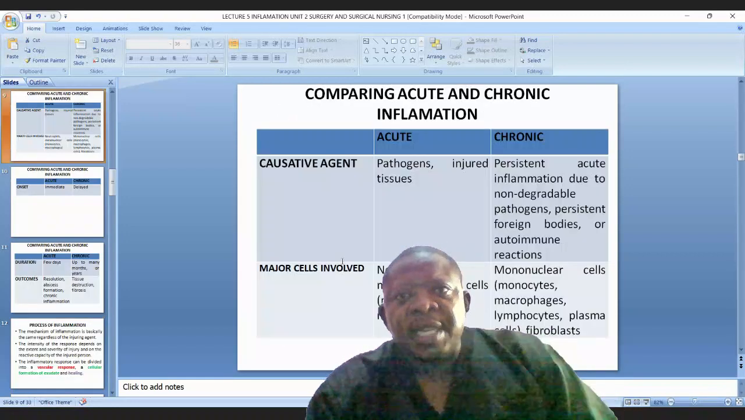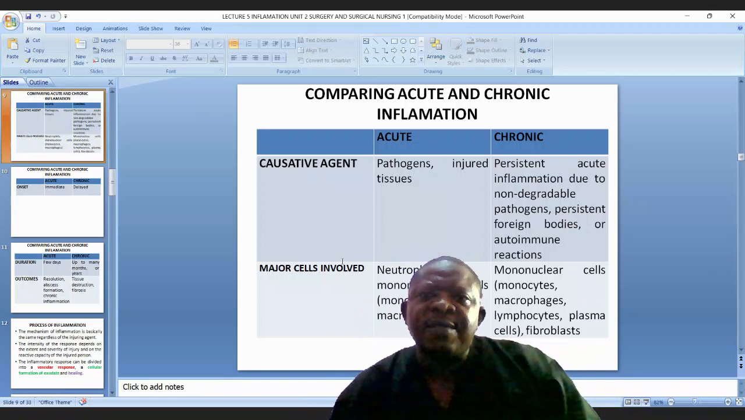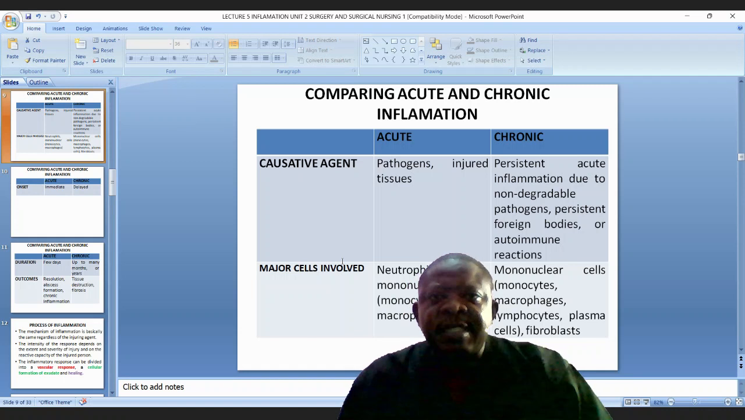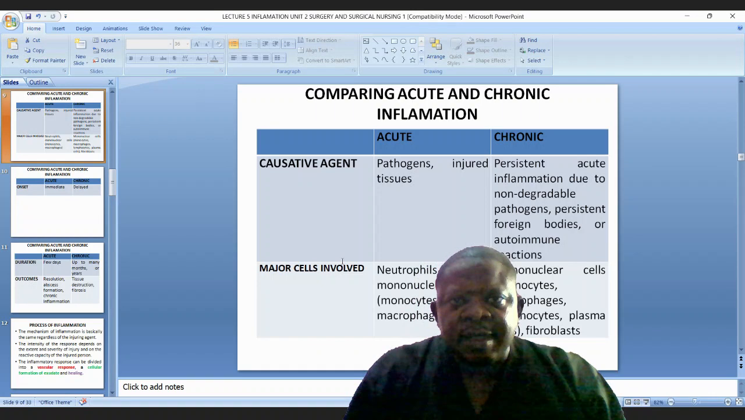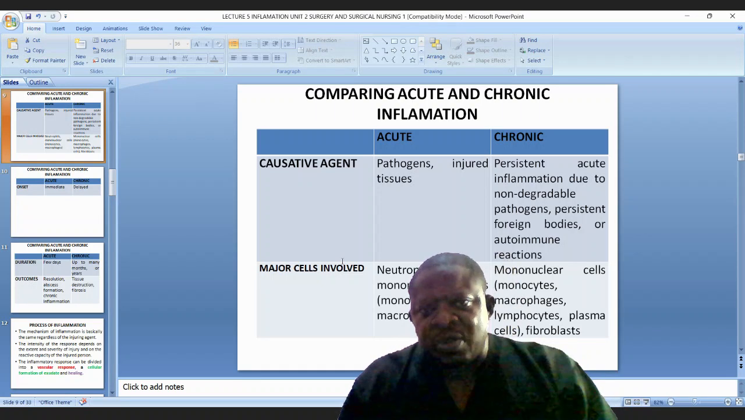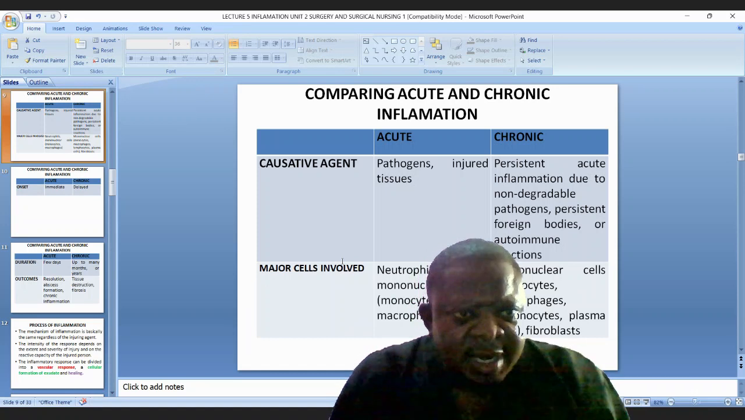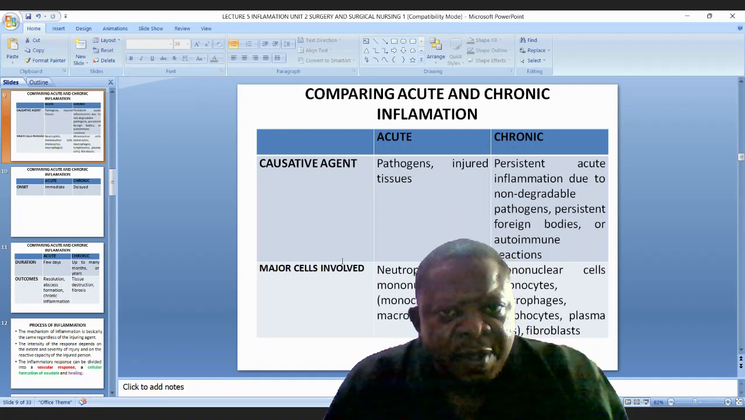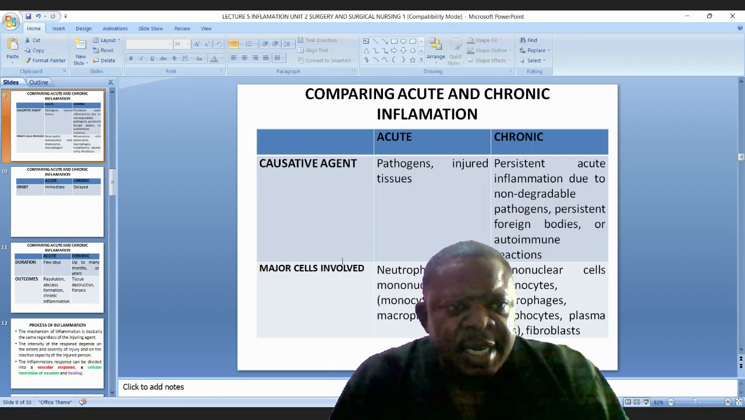Okay, so now let us make a comparison between acute inflammation and chronic inflammation. In appreciating this comparison, we are going to look at causative agent as a characteristic. We are going to look at major cells involved as one of the characteristics. We are going to look at onset as one of the characteristics in making comparison, duration, and also outcome.